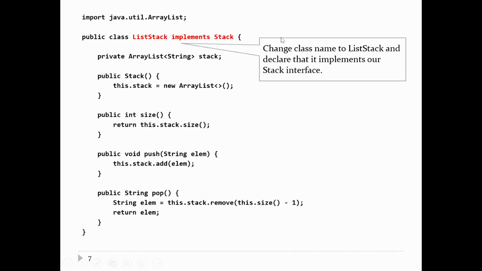So it's easy to have a class implement the stack interface. Just change the name of the class, because our old class name was stack. Now I'm going to call it list stack to indicate that this is a stack that uses a list. And then you write implements stack, and you're done. You don't have to do anything else, because our list stack already has size, push, and pop. So the change for our class to implement the interface is very small, which is nice. And that fixes that problem.